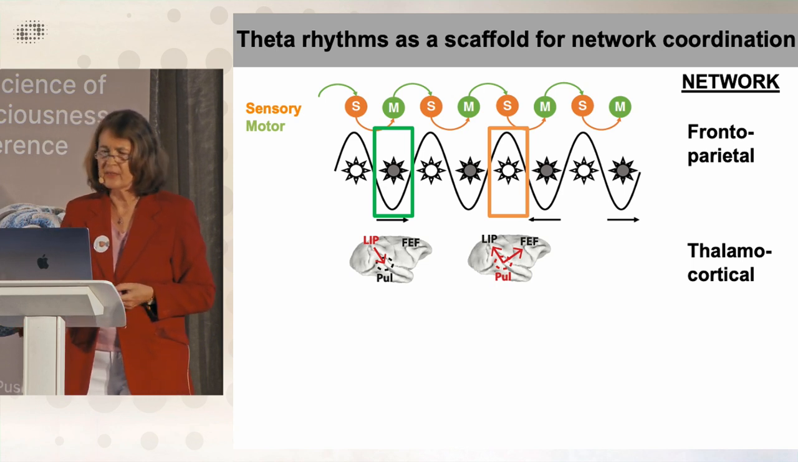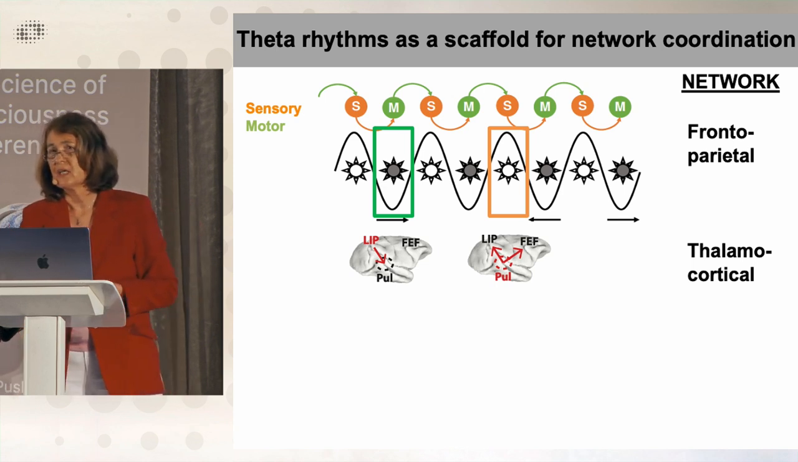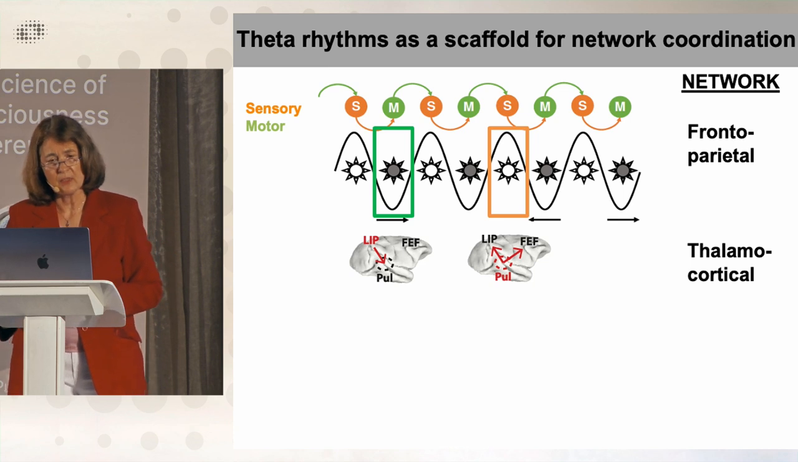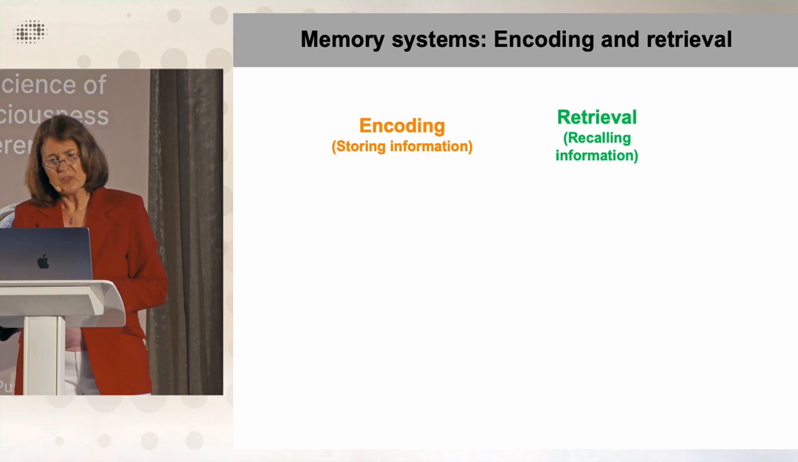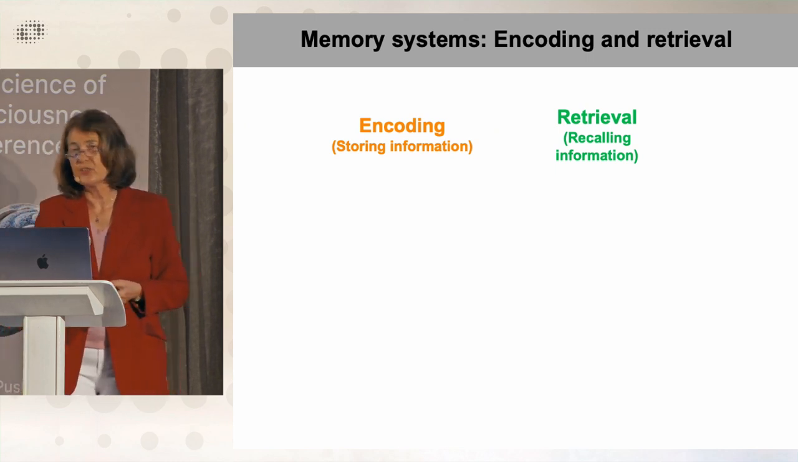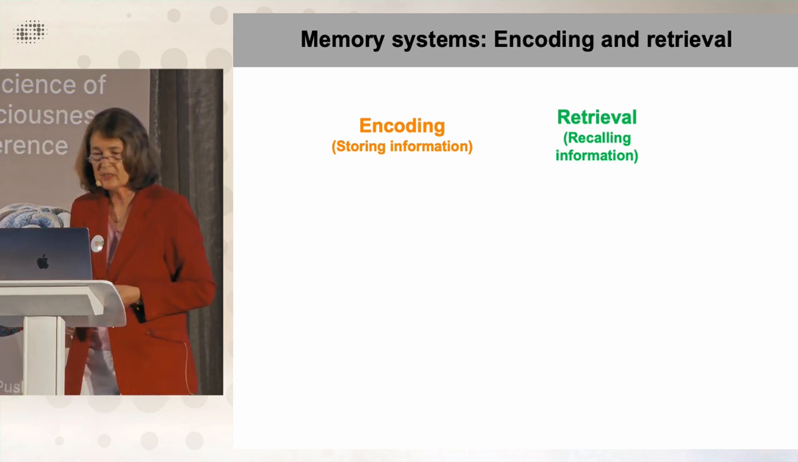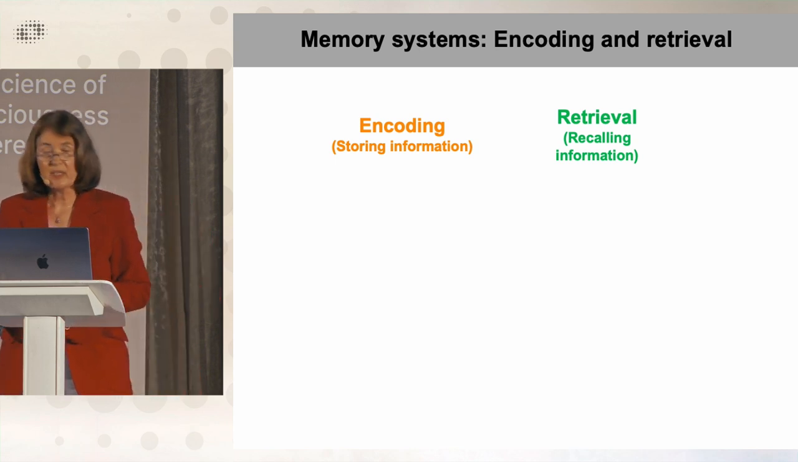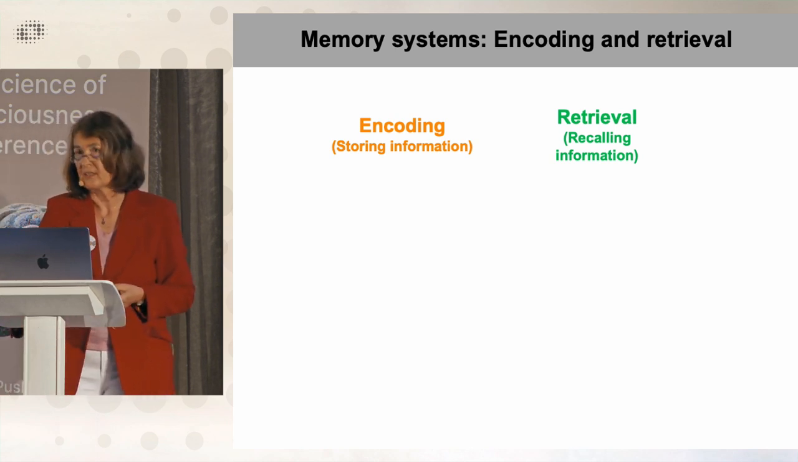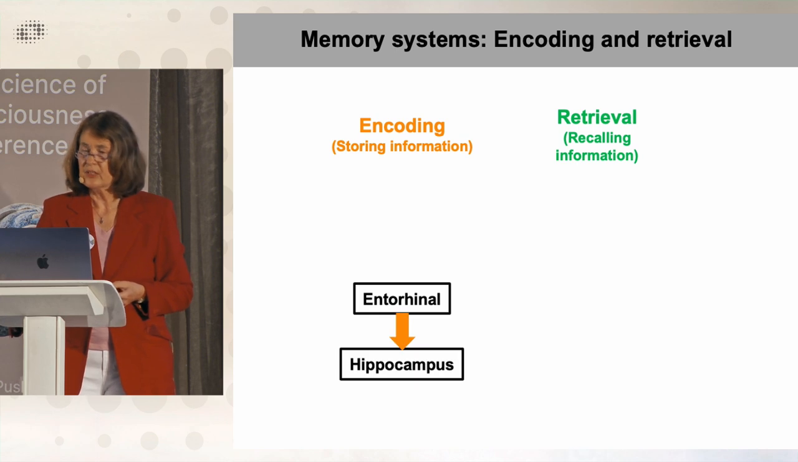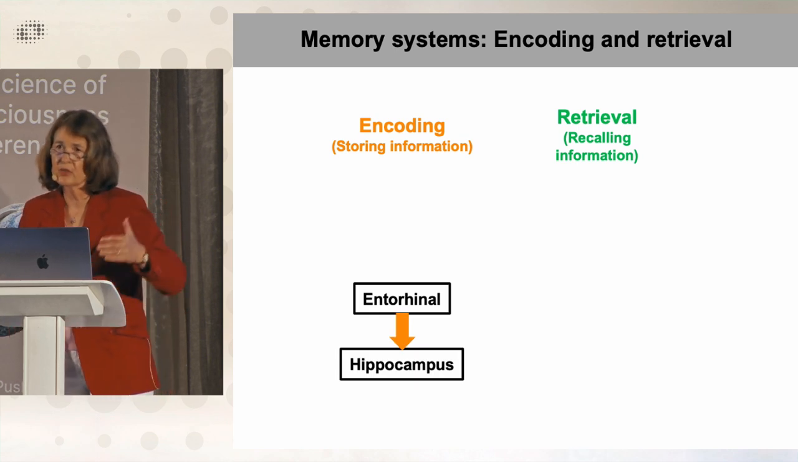Now I want to give you one other example that's speculative, but we can work on it and probe this as a viable hypothesis, and that comes from memory systems. What memory systems are doing is, in a nutshell, two main things. They're storing information, that's called encoding, or they recall information, that's called retrieval.